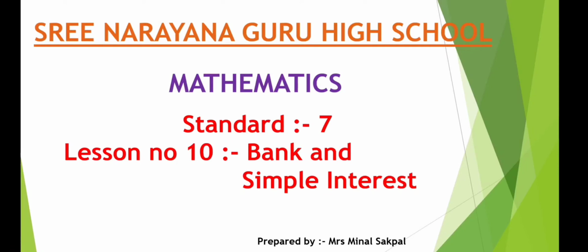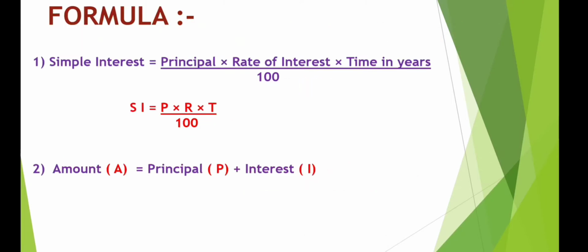Good morning, students. Today we are going to study lesson number 10, Bank and Simple Interest. Before starting with the exercise, we will study two formulas. The first one is simple interest is equal to principal multiplied by rate of interest multiplied by time in years divided by 100. Now let me tell you what is the meaning of these terms.